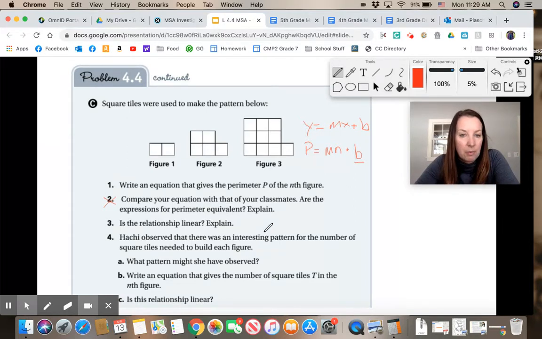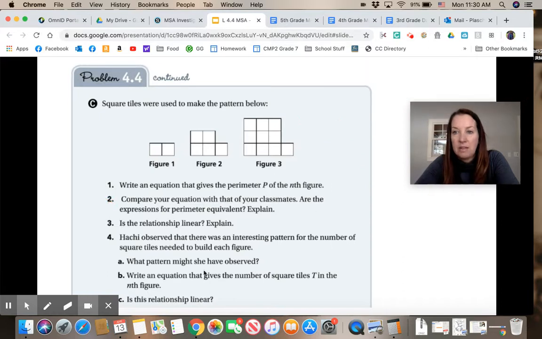Hachi observed there was an interesting pattern for the number of square tiles needed to build each figure. What pattern might she have observed? Write an equation that gives the number of square tiles in the nth figure. So she's talking here about area. Is that relationship linear? And I believe that is all our work for today.